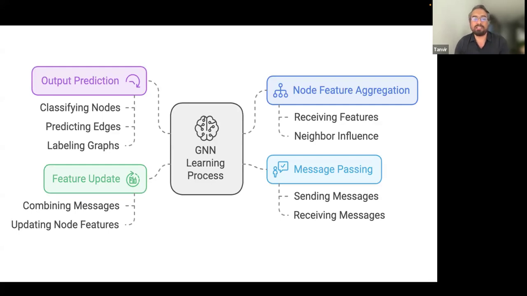After the node and feature updates are done, we go forward to do some prediction, which can be classifying nodes, classifying atoms with different features, or predicting edges or edge features as well. It could be labeling graphs. Labeling graphs just means predicting toxicity or doing classification or regression on the entire graph itself.